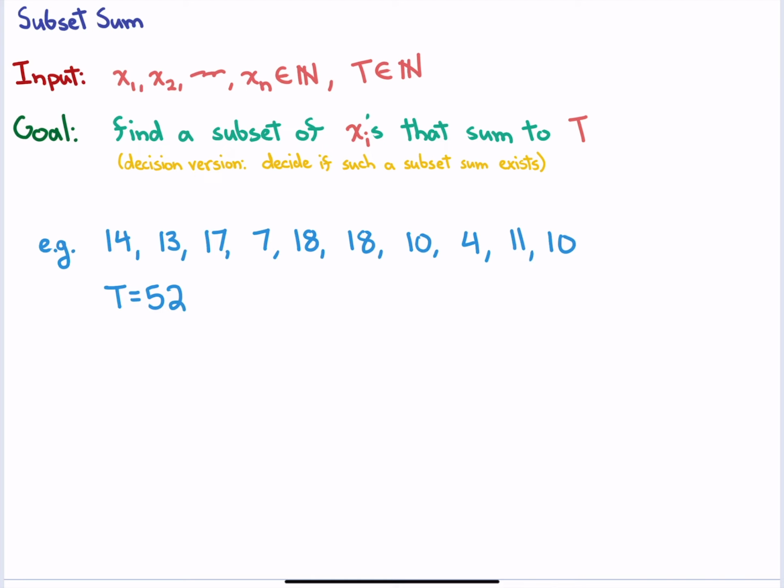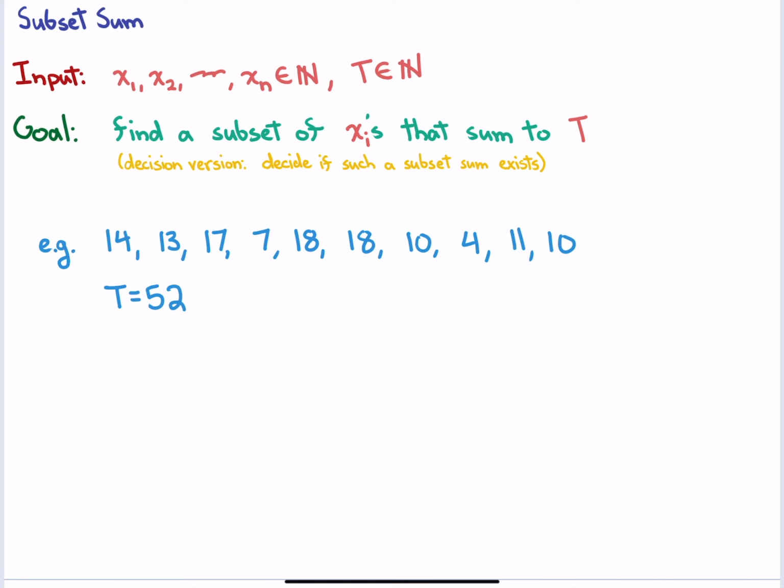So you want to find a subset of the xi. The xi's, by the way, could repeat. There could be duplicates of numbers. That's fine. But I want to find a subset of the xi's, so maybe at most one x1 and at most one x2 and so forth, that sum to the target T. Or in the yes/no version of the problem, the decision version, does there exist a subset that sums to T?